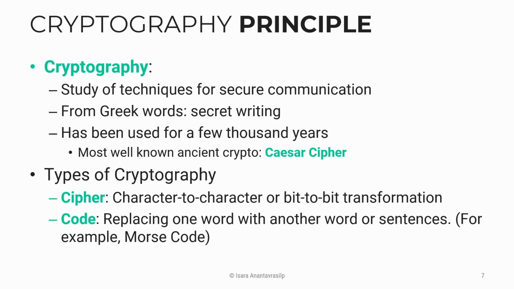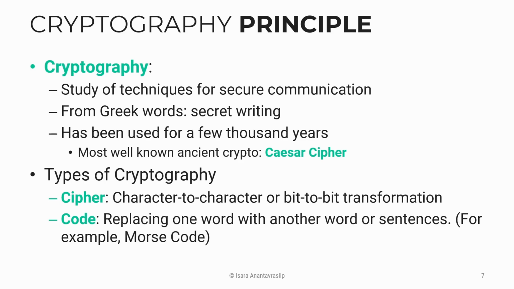Okay, so there are two types of cryptography. First is the cipher. Okay, that is character to character or bit by bit transformation. You have an algorithm to change one piece of information to another format, one character to another character, or one sequence or stream of bits to another stream of bits.